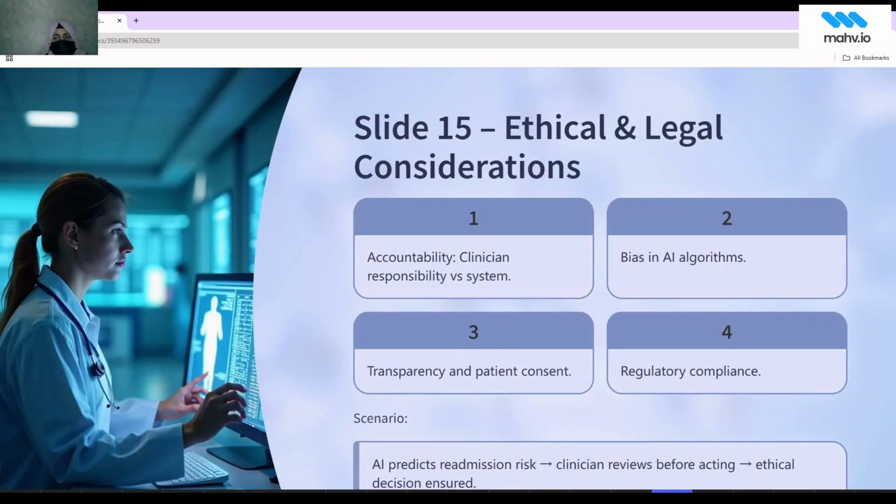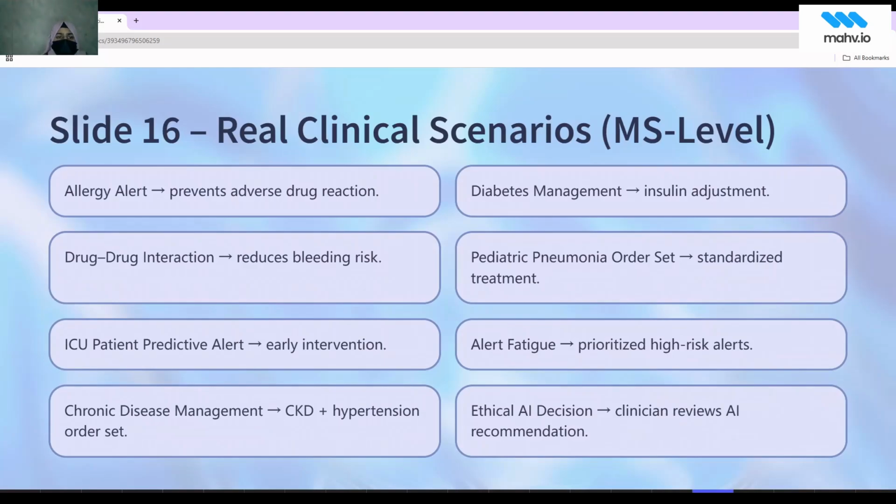Now, some ethical and legal considerations: clinician responsibility versus the system, bias in algorithms, that is unfairness, transparency and patient consent, and regulatory compliance. Scenario: AI predicts the readmission risk. The clinician reviews before acting, so ethical decisions are ensured. These are some ethical issues that we have to encounter in every domain.